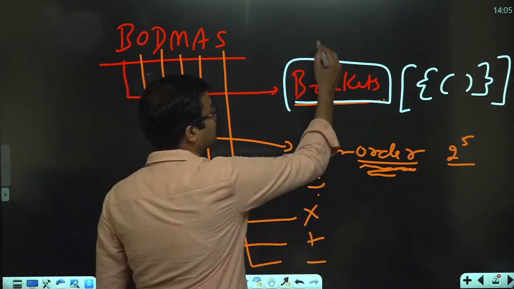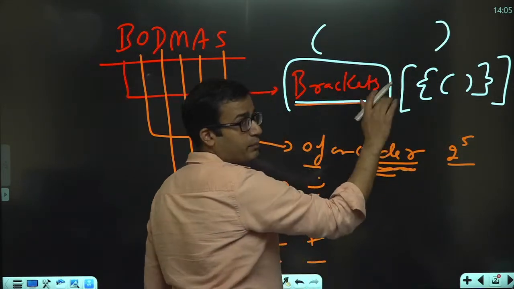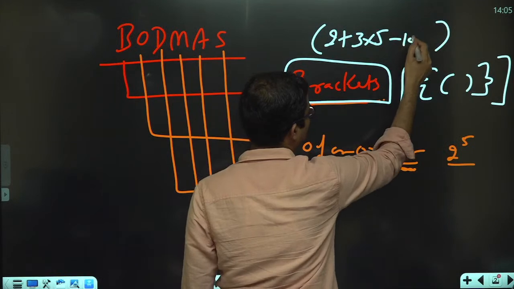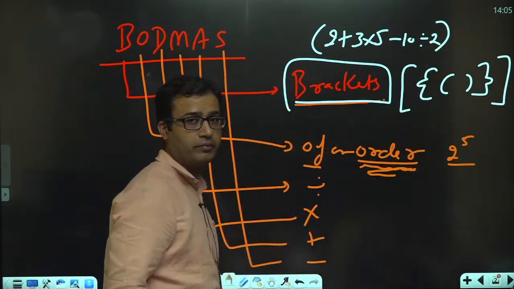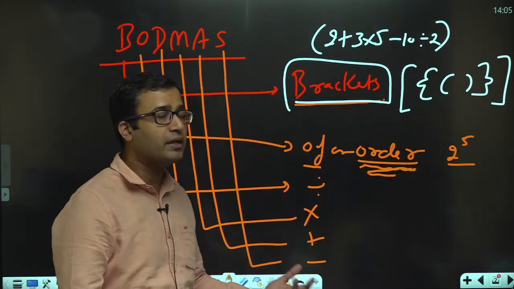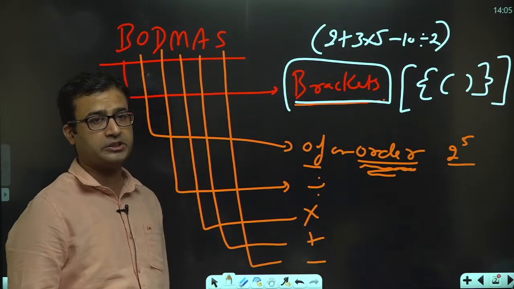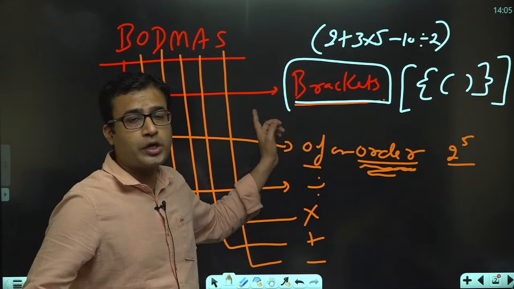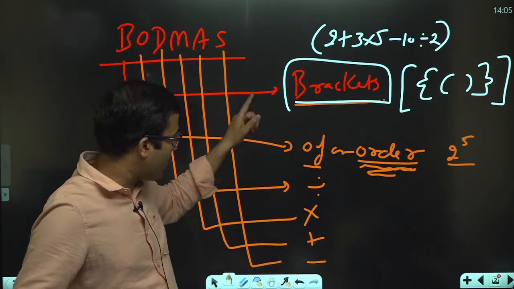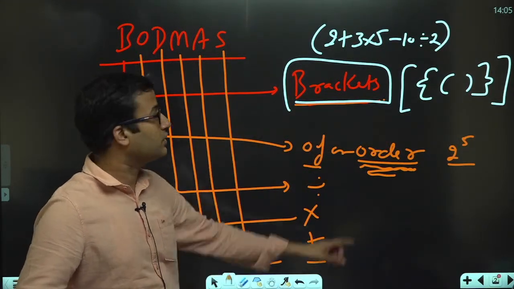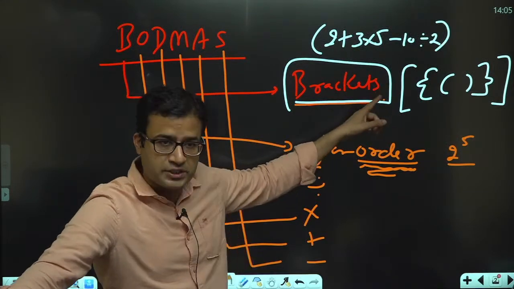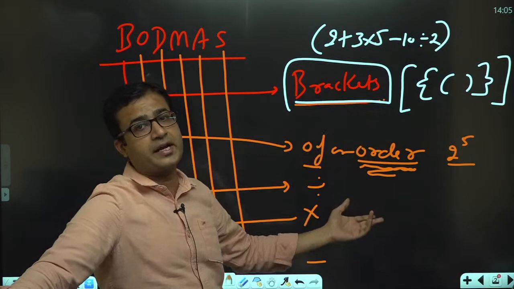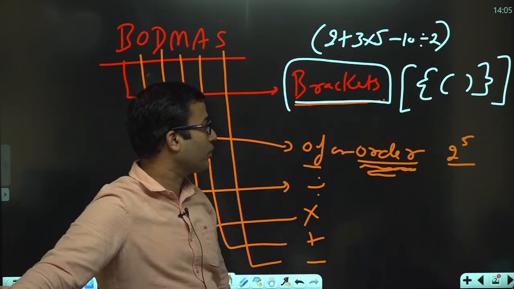For example, inside the bracket, just for example, I'm saying it is given 2 plus 3 multiplied by 5 minus 10 divided by 2. So even inside the bracket we have 3, 4 operations. So when we open this bracket, then also you cannot go left to right. Inside the bracket also we have to follow the same sequence. Here also we have to follow first division, then multiplication, then addition, then subtraction.